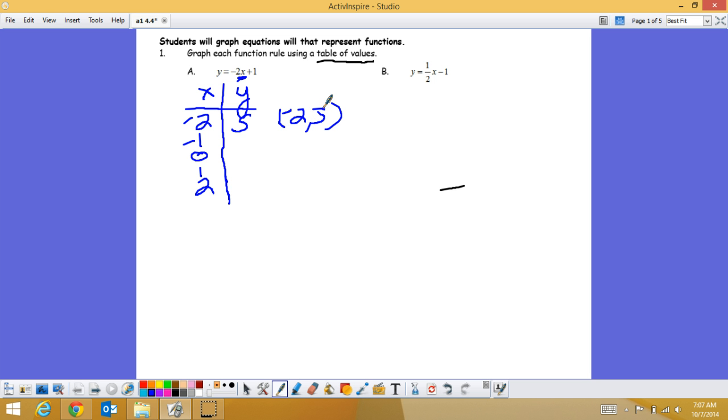Okay. Now the same thing when we plug -1 in for x. -2 times -1 is +2 plus 1. So then we have 3. Okay. So then the point -1, 3 is on the graph. If we plug 0 in for x, -2 times 0 is 0, plus 1 is 1. Same thing with 1, -2 times 1 is -2, plus 1 is -1. And -2 times 2 is -4, plus 1 is -3.